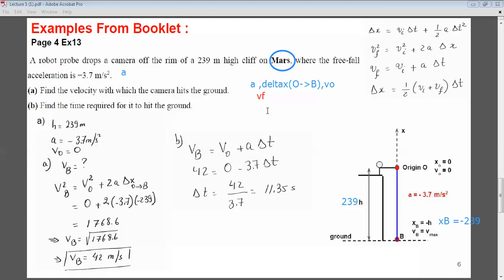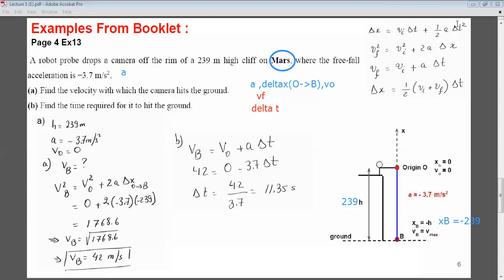So I want to get delta T. So this is now my unknown. I look at all my given. What do I have? I have acceleration, delta X, V initial, V final, and I want delta T. Which equation can get me delta T? The first one I can use, yes, but it's the most difficult because there is a square here. But I can use it if you want.